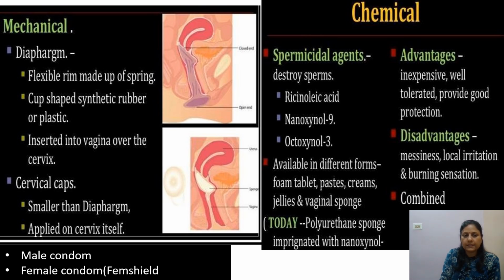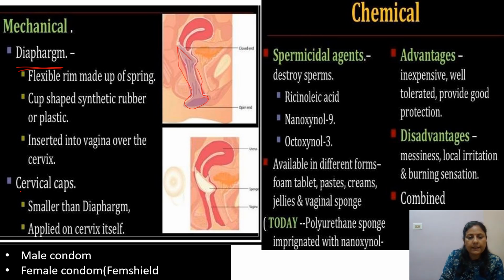Mechanical barrier methods include the diaphragm. It is a flexible rim made of a spring, a cup-shaped synthetic rubber or plastic, which is inserted into the vagina. It is like this. It is inserted into the vagina and applied to the cervix itself. So it prevents entry of the semen above this level. It provides a barrier for the sperms.